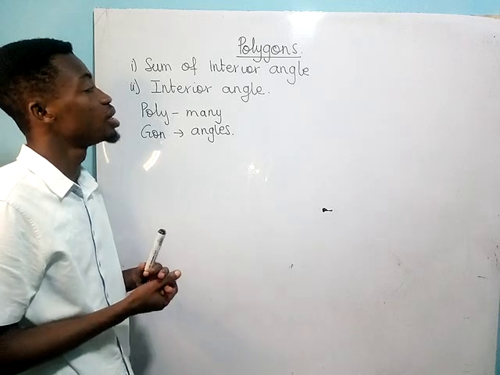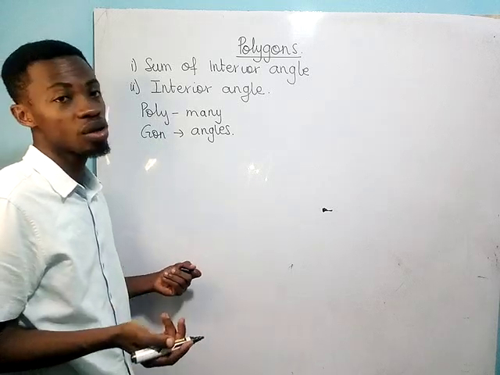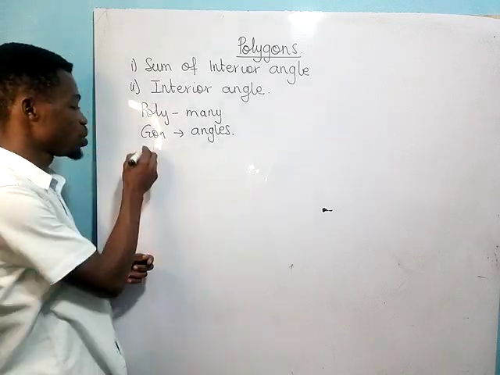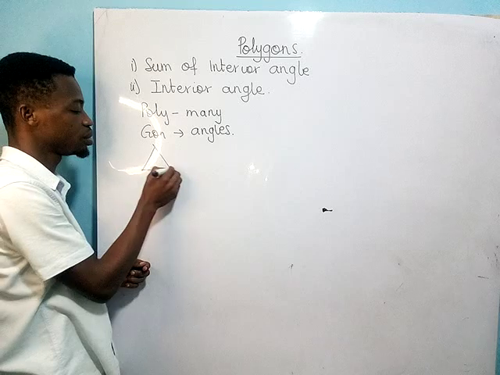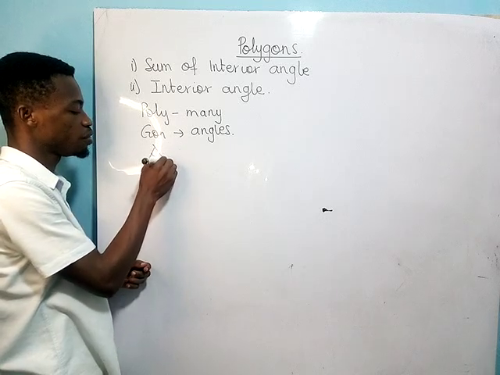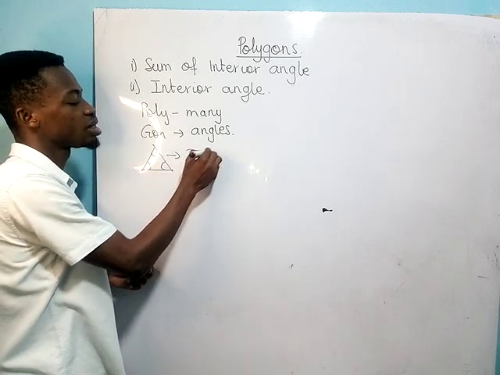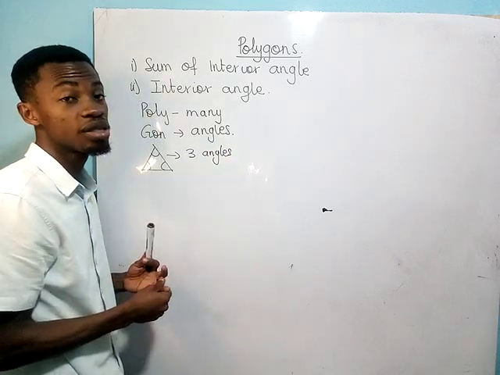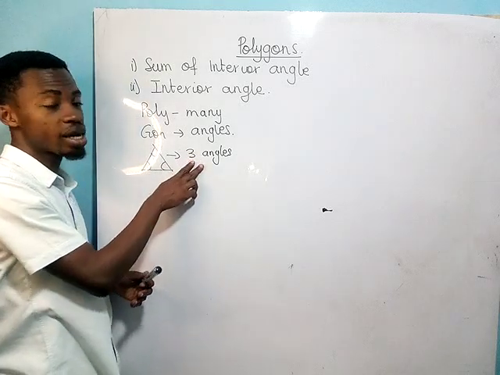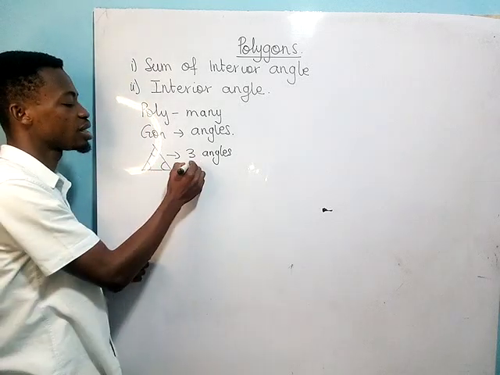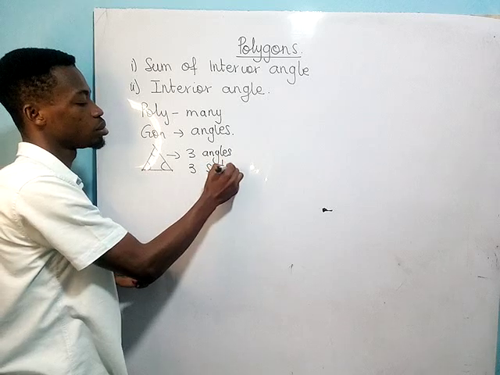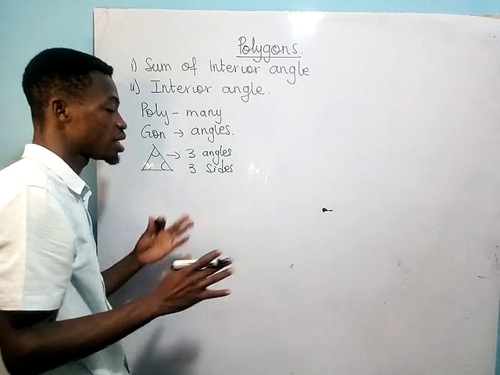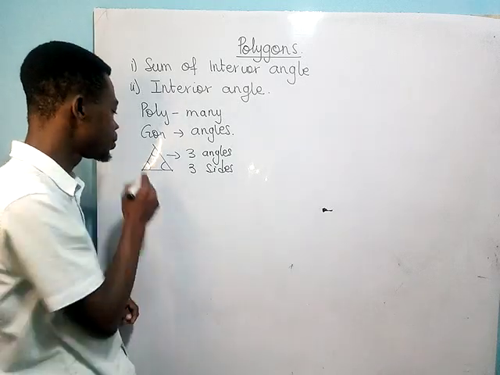The first polygon, or the polygon with the least number of angles, is the triangle. From the name, it has three angles. But let's do a bit of comparison here. It has three angles and it has three sides, which means the number of angles and the number of sides basically correspond.